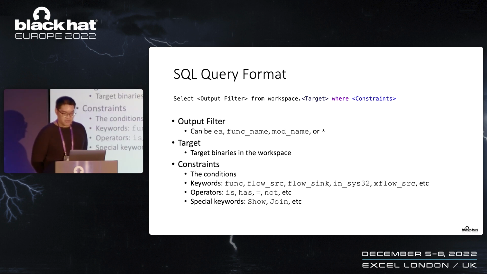This is what the query format looks like. Output filter is the selected output that the user wishes to display. Target is the binaries in the target workspace. It can be a subset of binaries, depending on the qualifier. This is where the binary categorization comes in handy, as the user may choose elevated service as target, for example. Finally, we have our own constraints like keywords and operators to narrow down our search.